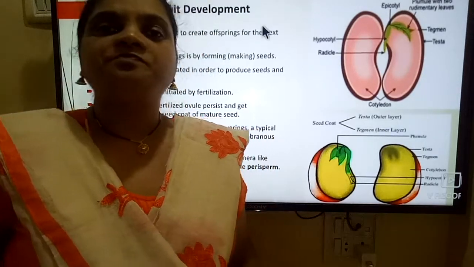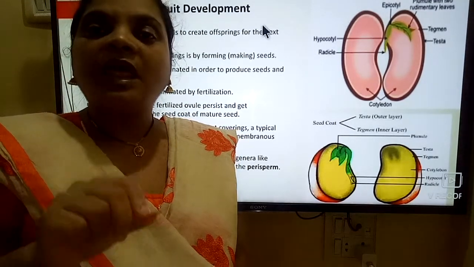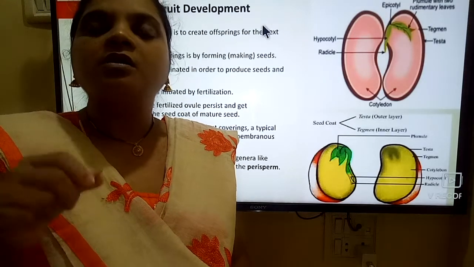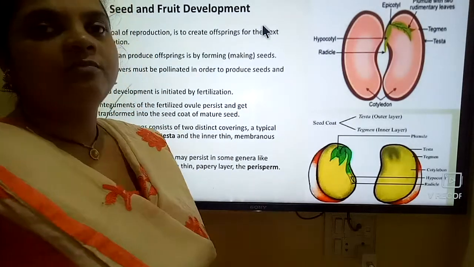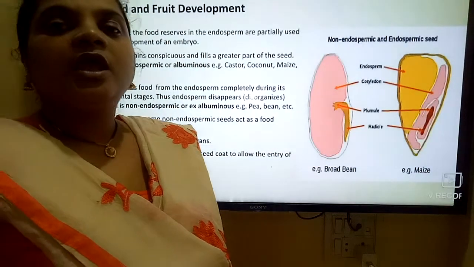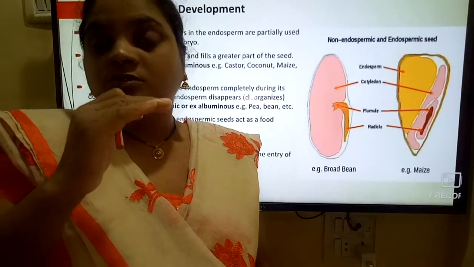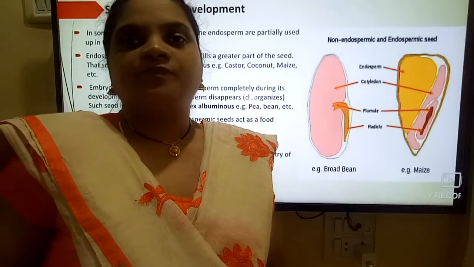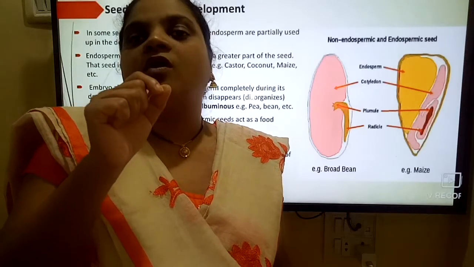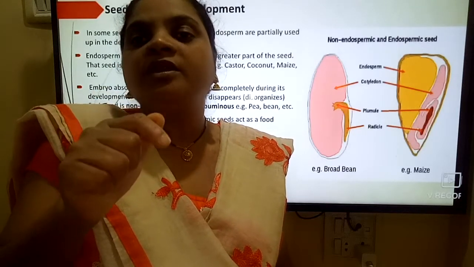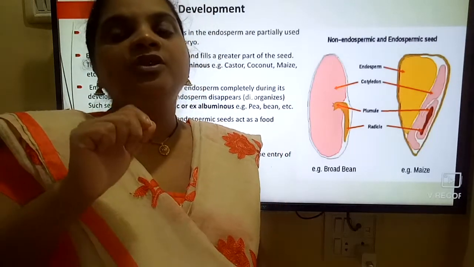Sometimes the nucellus persists in some genera like black pepper and beet. It looks like a thin peppery layer that is called the perisperm. In some seeds, the endosperm is only slightly consumed for the development of the embryo, or the embryo is conspicuous. Conspicuous means bigger in size. So the maximum area of the seed is endosperm, and that is called an endospermic seed.